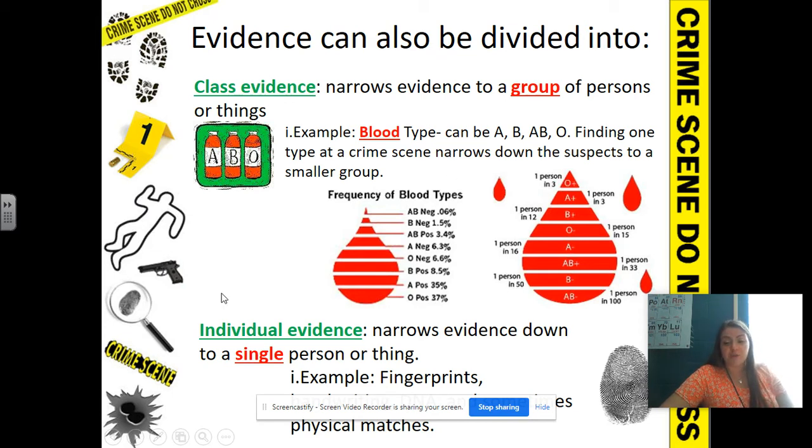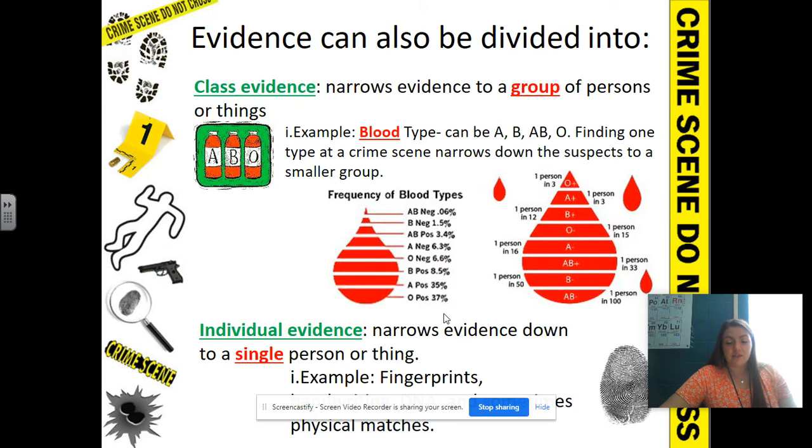Now, individual evidence would obviously be better because it's going to narrow me down to one individual. So it narrows evidence down to a single person. An example of that would be a fingerprint. You find their fingerprint, you get a match in the fingerprint database, and it matches one person. If you have enough blood to run a DNA test and it matches someone, well, it matches that one person, okay? So that would be how you have individual evidence.